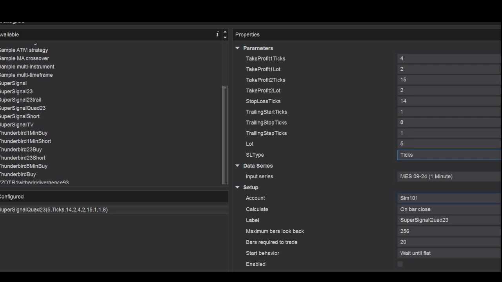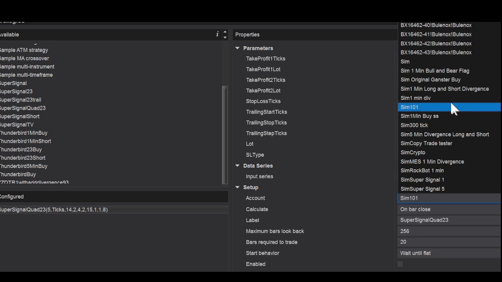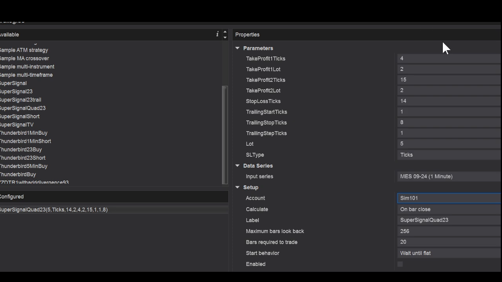I don't know what that was on. Let me see. I don't know what that is on.